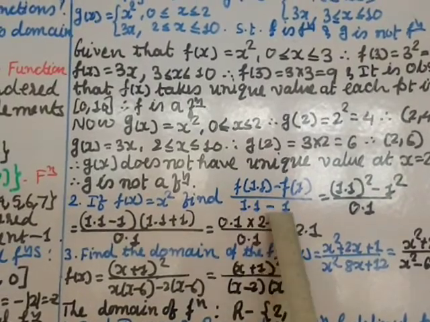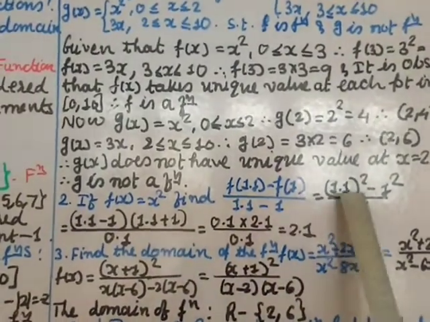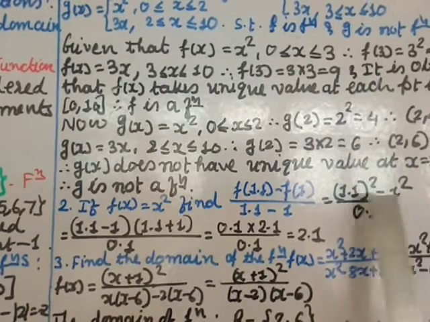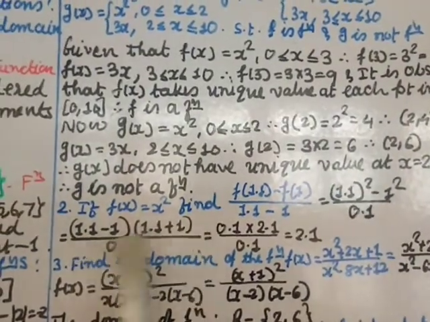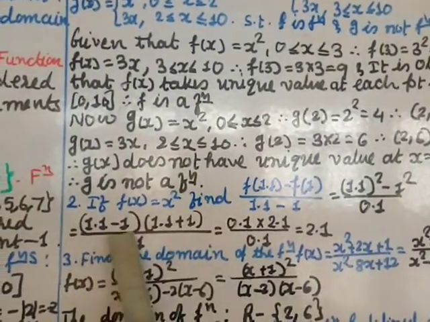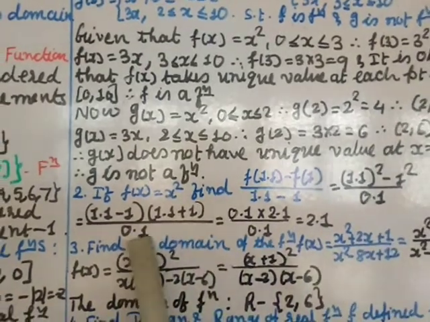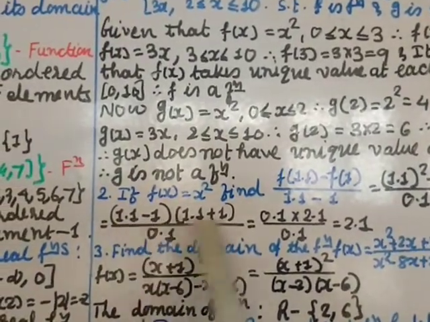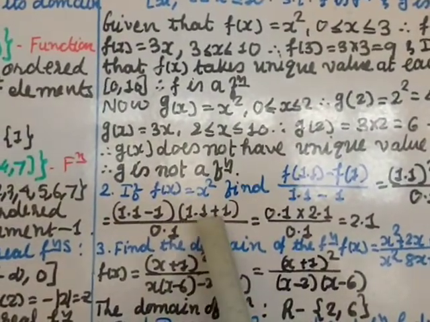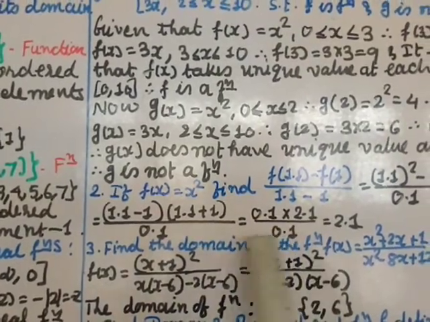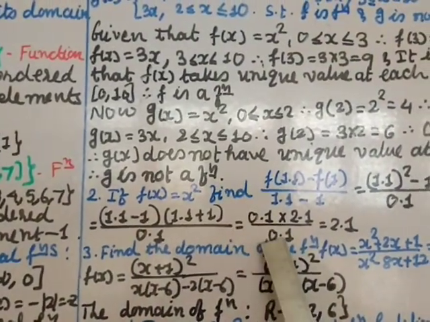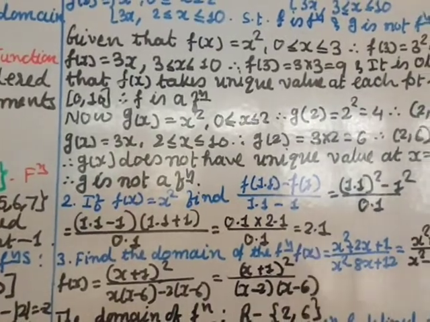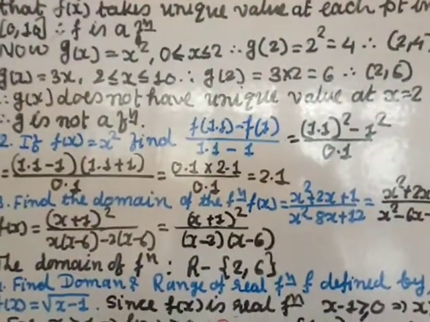So 1.1 minus 1 gives you 0.1. I'm using a² − b², so I write (a − b)(a + b). So first is (1.1 − 1)(1.1 + 1), denominator as it is. 1.1 minus 1 gives you 0.1, and 1.1 plus 1 gives you 2.1, and the denominator as it is, 0.1. The 0.1 cancels. So the answer is 2.1. So that is the solution for question number 2.